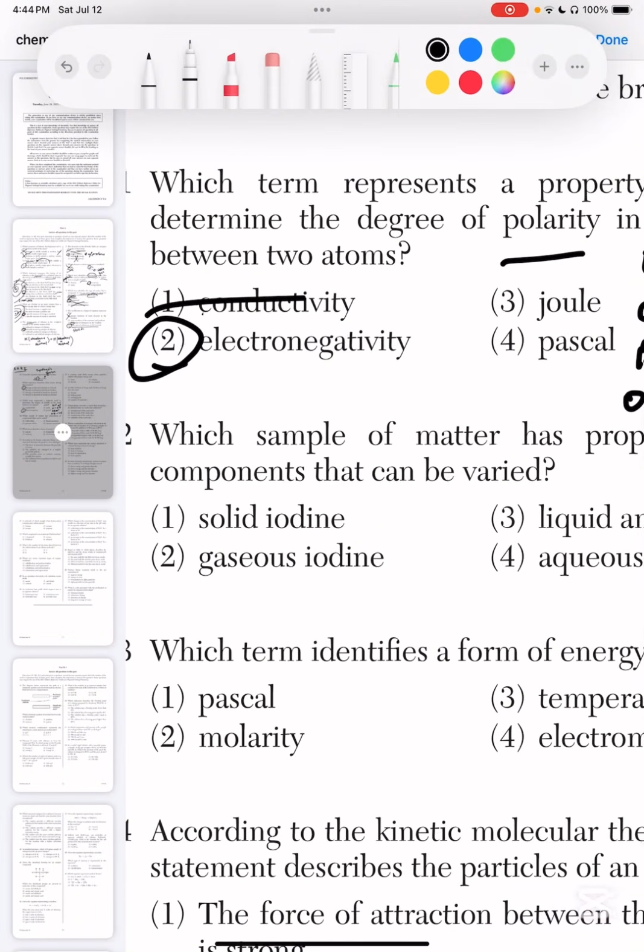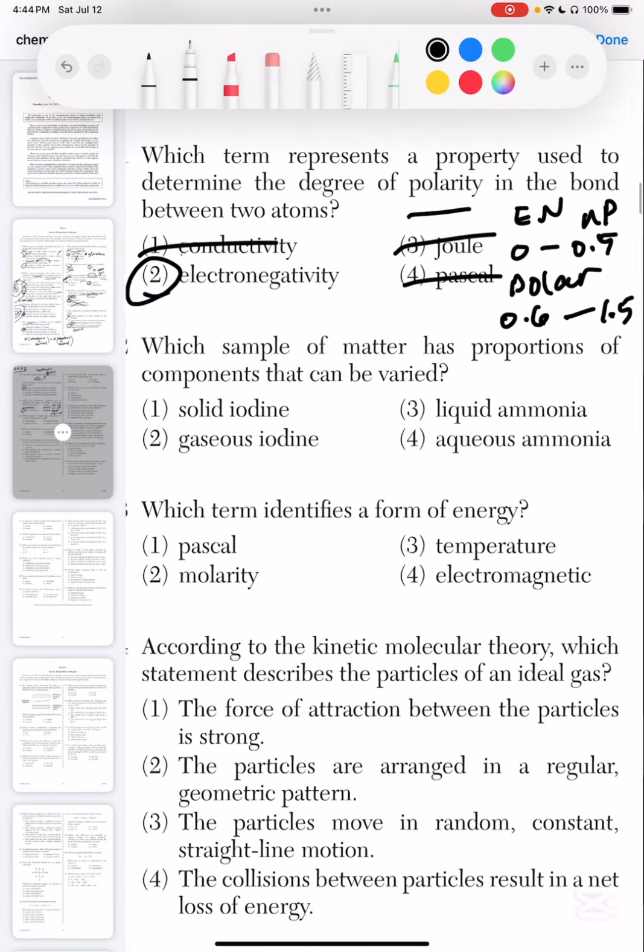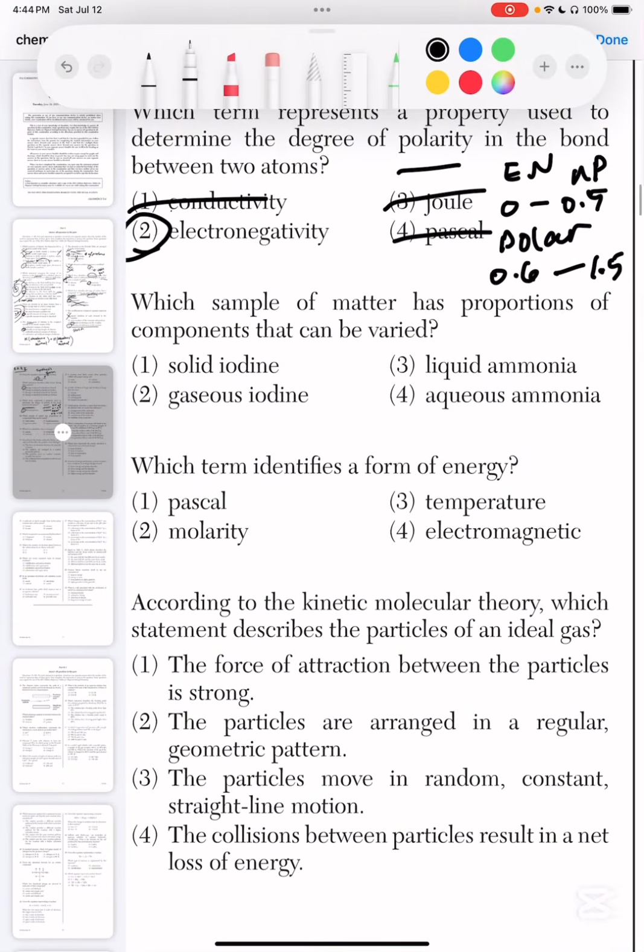Conductivity, this doesn't make sense. Joule and Pascal, this is for energy, this is for pressure. So none of the other ones are for polarity.